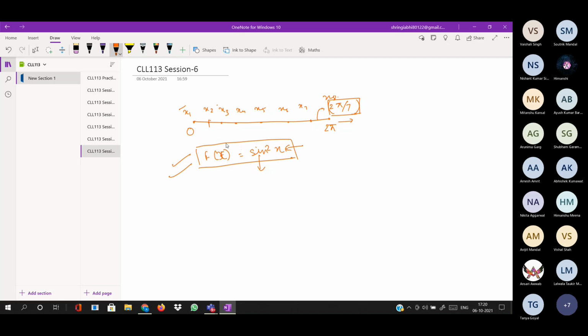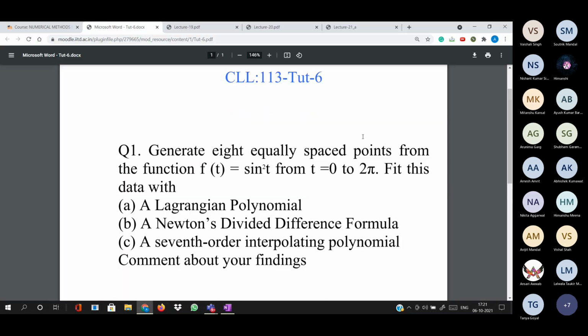We do not need a polynomial in this. But if there are functions which cannot be written in a closed form like sine square x, we are only getting some data points, some thousand data points, and we want to understand them. Then how are we going to do that? So that's why this method is here.